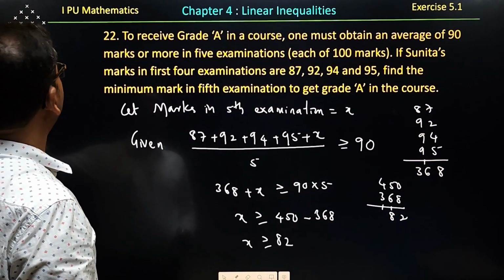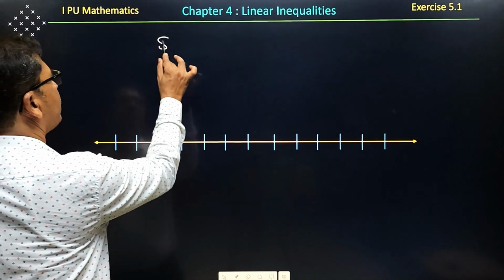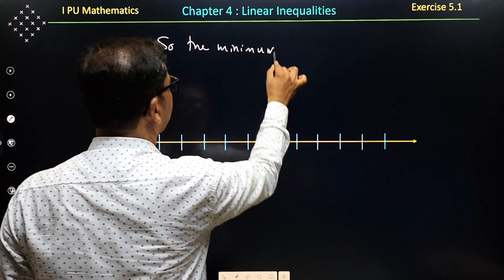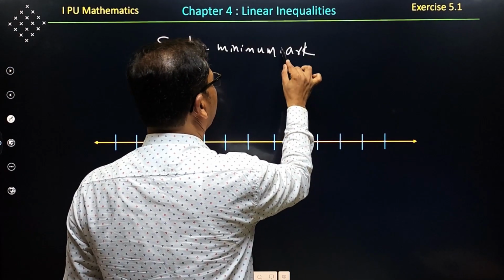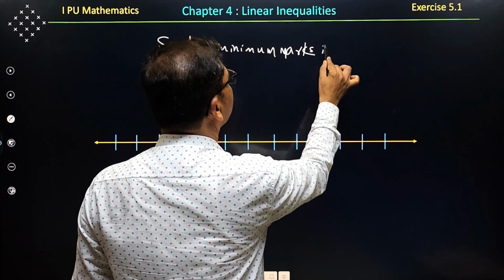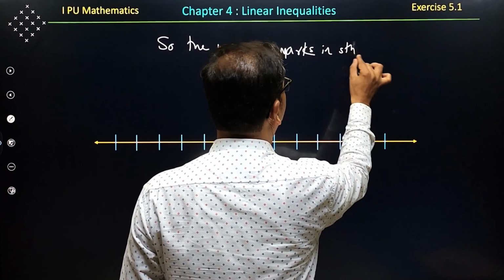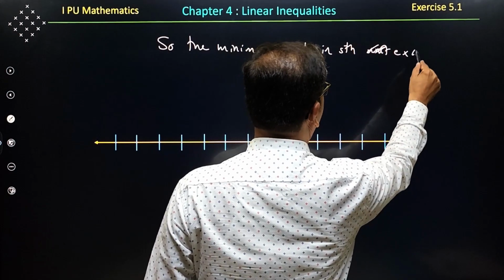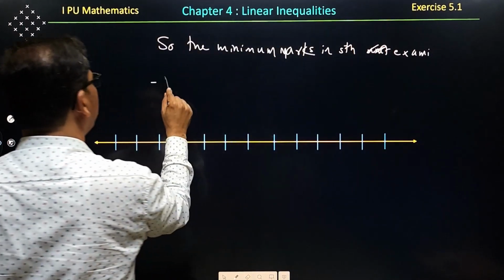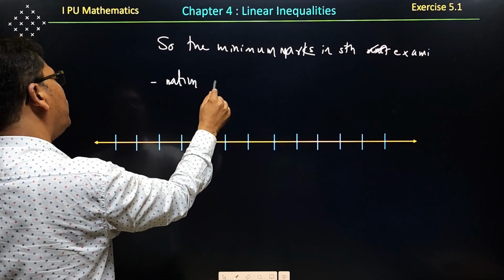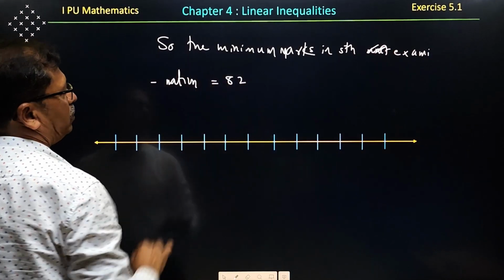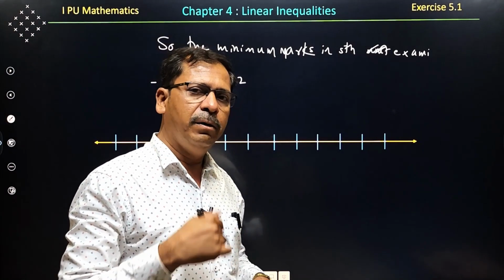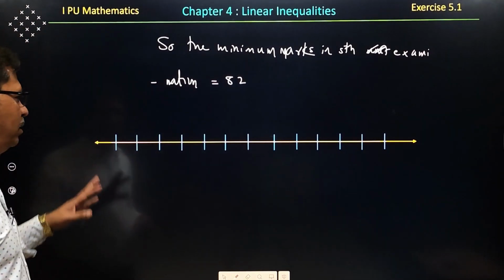So the minimum marks in the 5th test, 5th unit test or 5th examination, must be equal to 82, minimum 82 or more, it is acceptable. Actually this is not necessary.